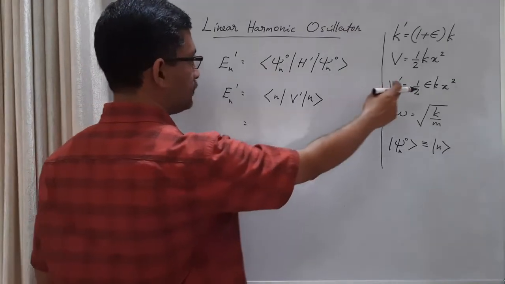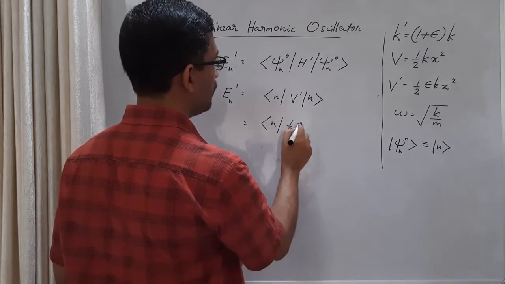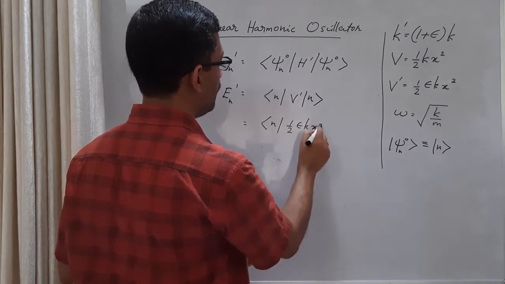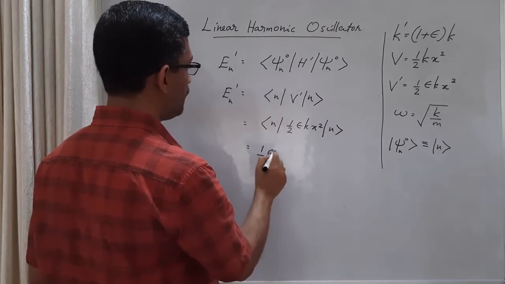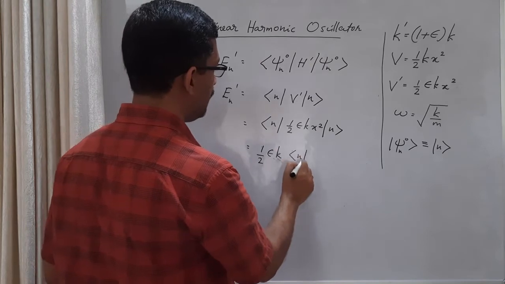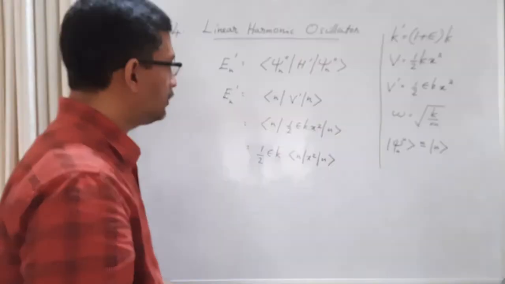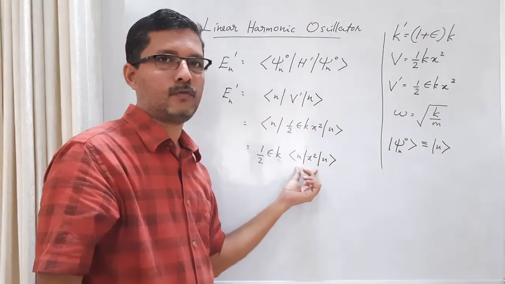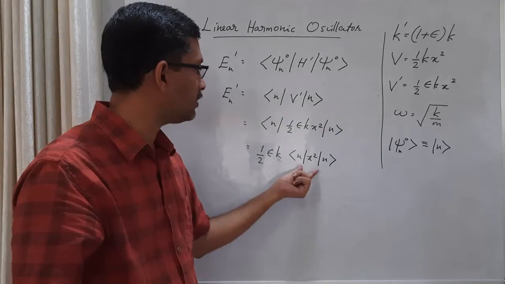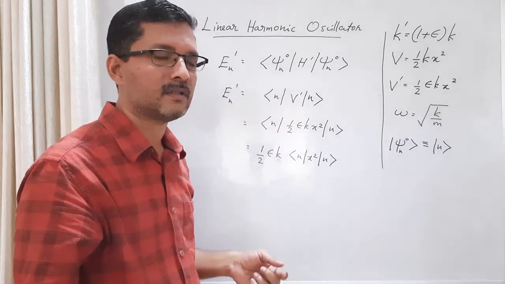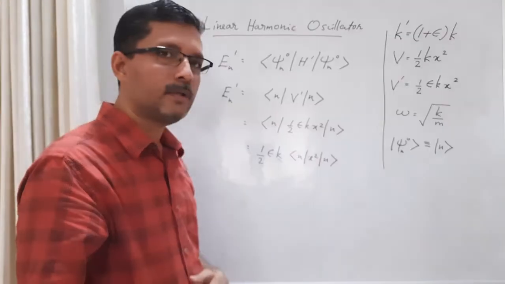Okay, so let us substitute that. This is perturbation. So bra n half epsilon k x square ket n. So this half epsilon k is a constant, times bra n x square ket n. So basically it is the expectation value of x square in the nth state. In the last semester, we have done this calculation in linear harmonic oscillator in Dirac method in quantum dynamics. Anyway, we will redo it here.